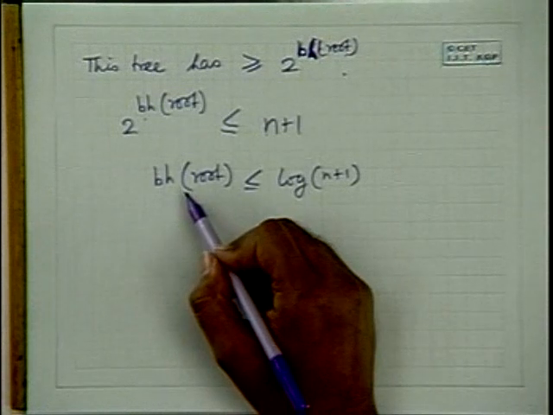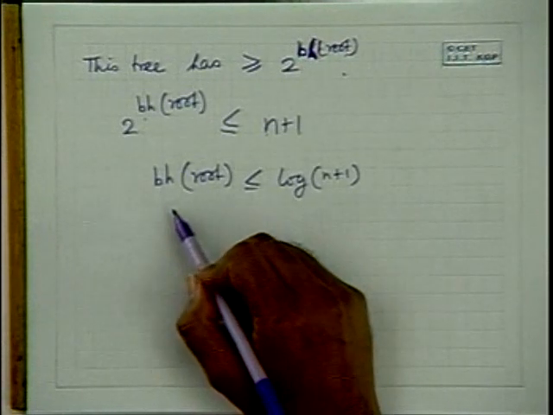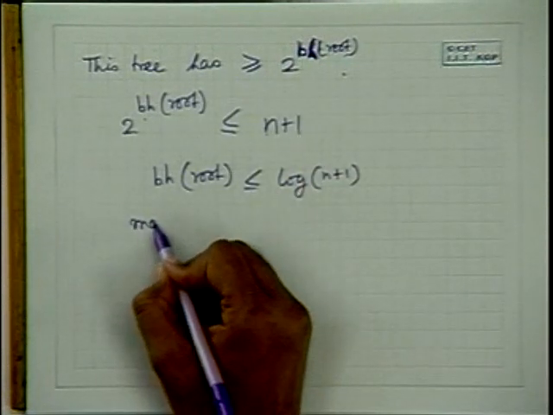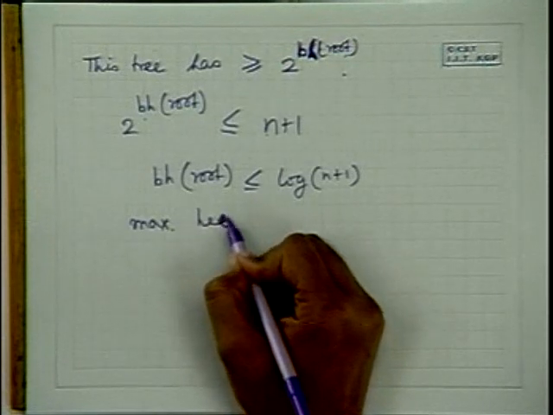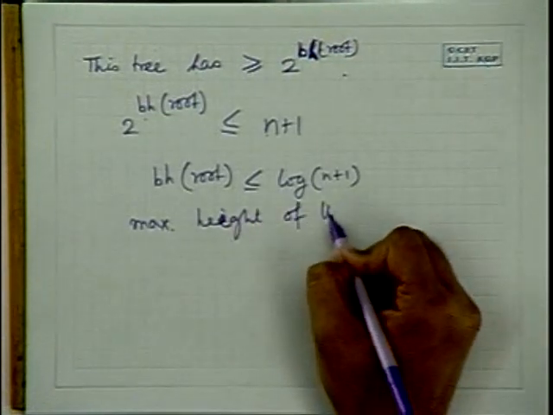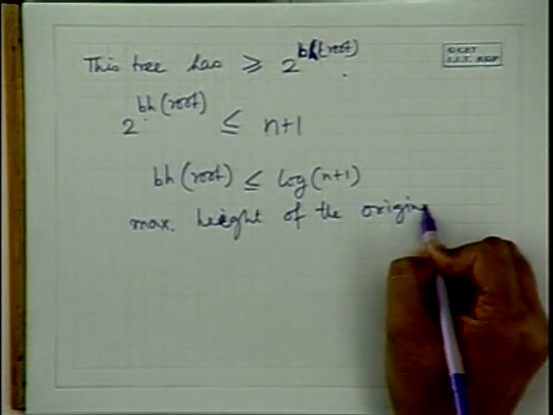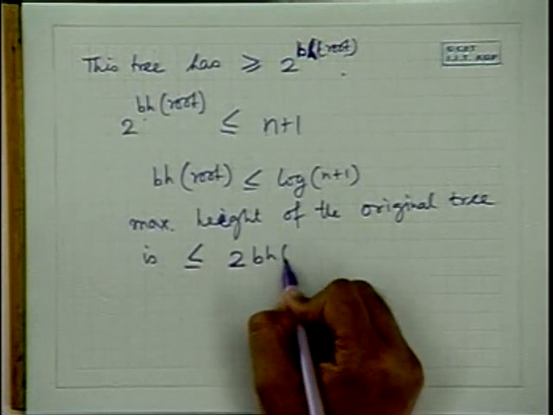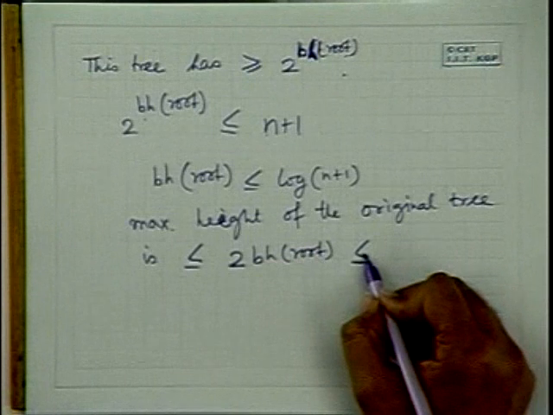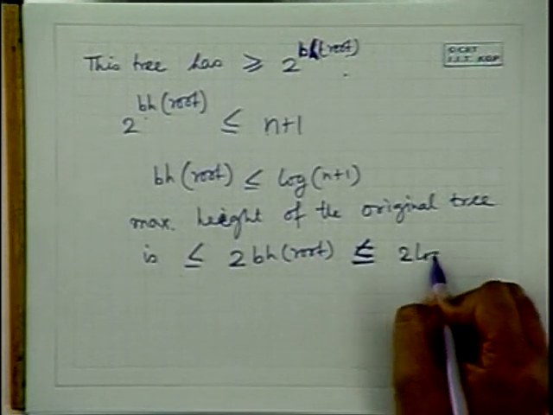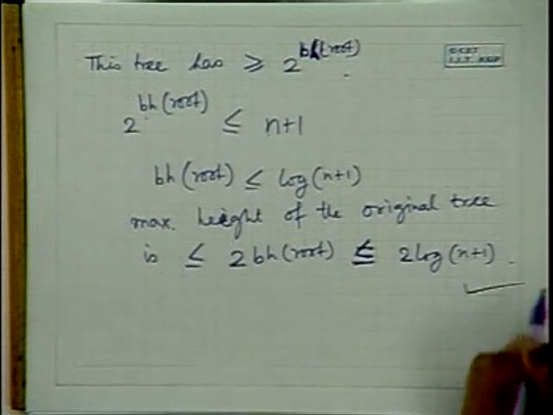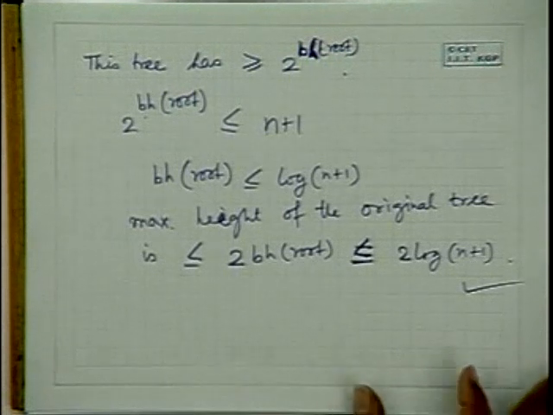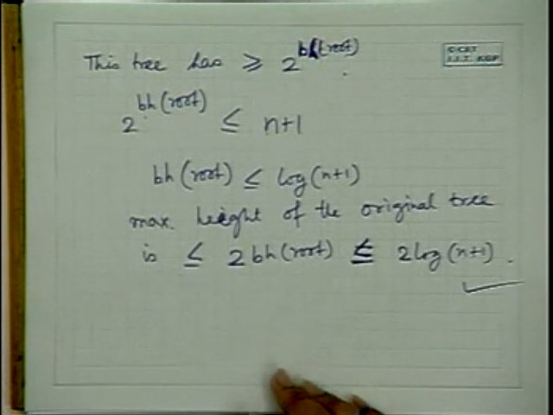Now this is the black height of the original tree. So what is the maximum height of the original tree then? Twice of this. So the max height of the original tree is less than or equal to 2 times BH of root, which is less than or equal to 2 times log(n plus 1). And that's the proof. It's a very simple proof, but the trick was to contract the tree. You just take out all the red edges.